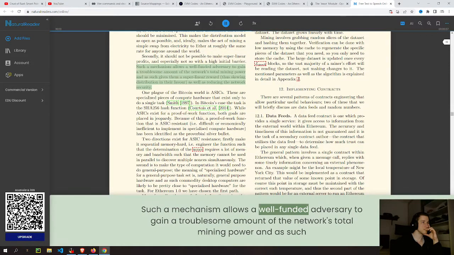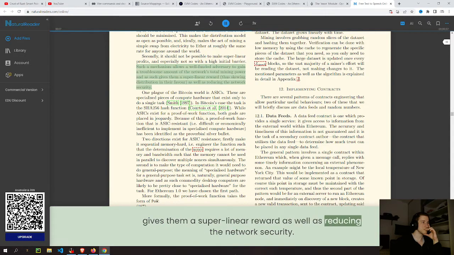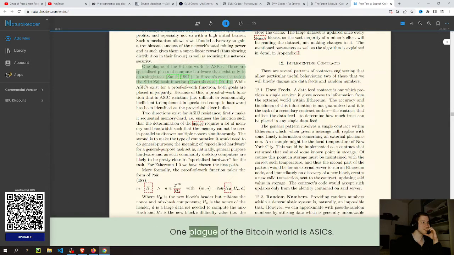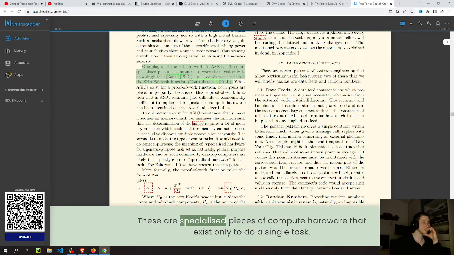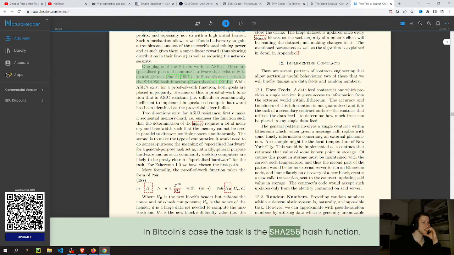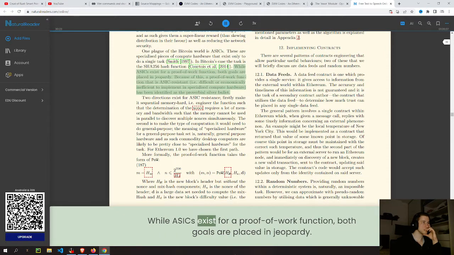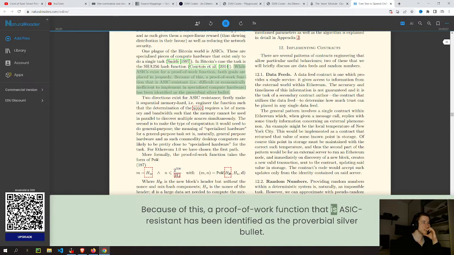Such a mechanism allows a well-funded adversary to gain a troublesome amount of the network's total mining power, and as such gives them a superlinear reward as well as reducing the network security. One plague of the Bitcoin world is ASICs. These are specialized pieces of compute hardware that exist only to do a single task. In Bitcoin's case, the task is the SHA-256 hash function. While ASICs exist for a proof of work function, both goals are placed in jeopardy. Because of this, a proof of work function that is ASIC resistant has been identified as the proverbial silver bullet.